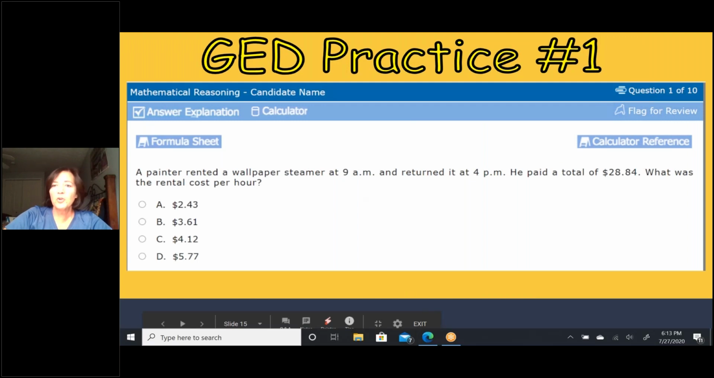So our first question. I've got a student today, I've got Danielle. Danielle, I am going to read the question out loud, and then if you'd like, I'll give you a minute to work it, and then after you've finished working it, we can compare answers. Does that sound okay? Are you okay with that format?